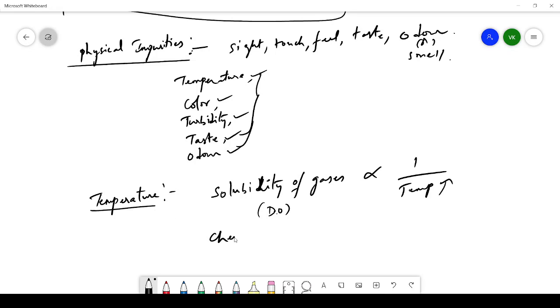And many chemical reactions are directly proportional to temperature. If you have more temperature, there will be a lot of chemical reactions that could happen inside the water. And one more very important thing, biological growth. Biological growth is directly proportional to temperature. If you have more temperature, the biological growth will be more. The microorganisms present in the water will be very high.